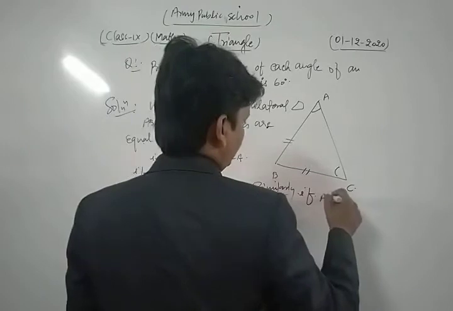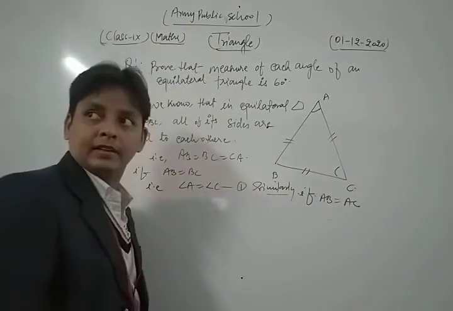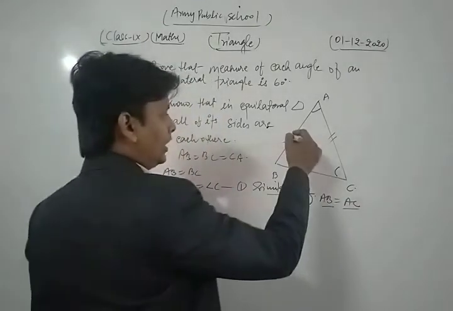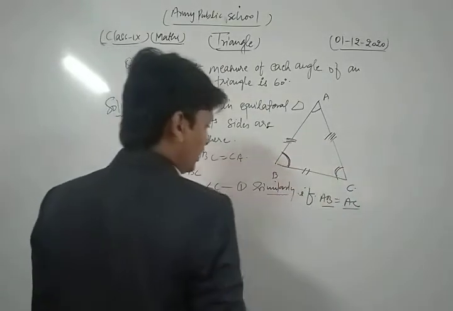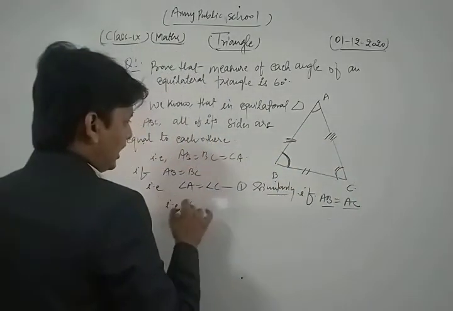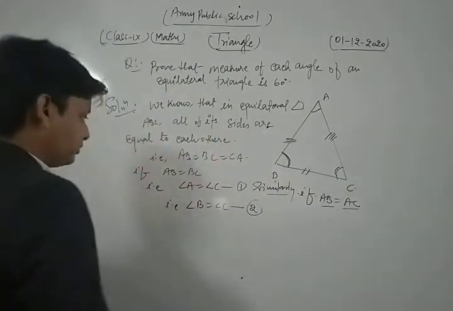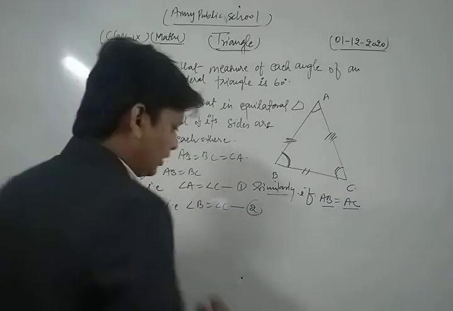Similarly, if we take AB is equal to AC, then also we know that angles opposite to equal sides are also equal, that is angle B is equal to angle C. This is equation number 2.